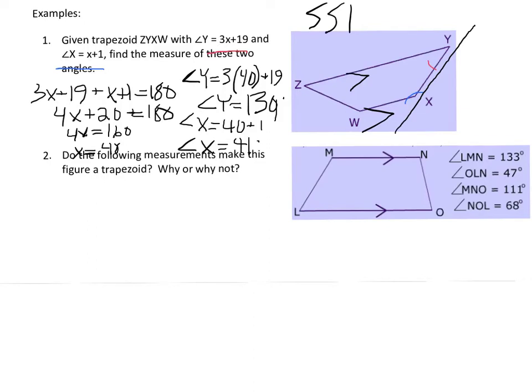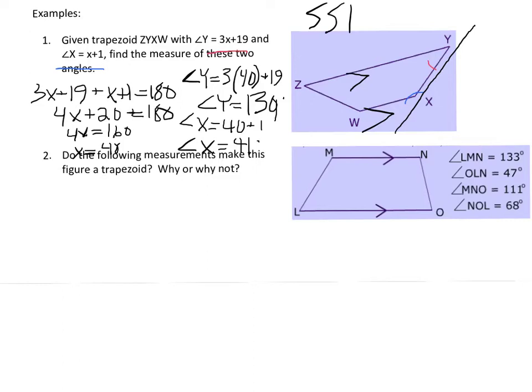All right, example number 2. The following measurements make this figure a trapezoid. Why or why not? Well, I can draw on what I know from example 1, in that a trapezoid means I have to have a pair of parallel sides, which they've labeled, but it's asking us to prove that. Are they correct in drawing those parallel lines? They gave me some angle measures here, so I'm going to fill it in, and then maybe it'll make a little more sense.